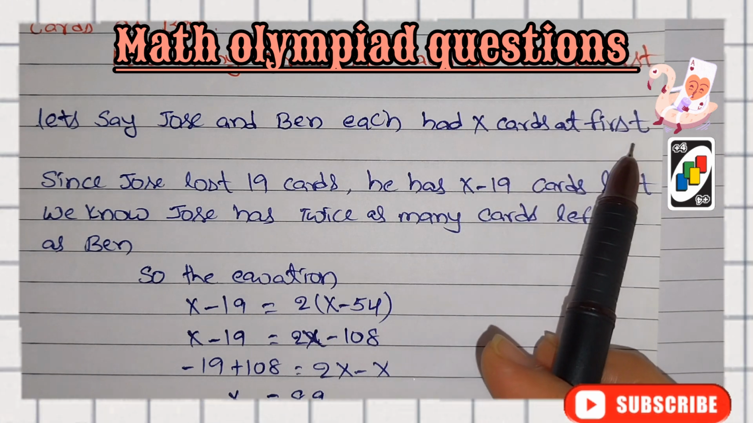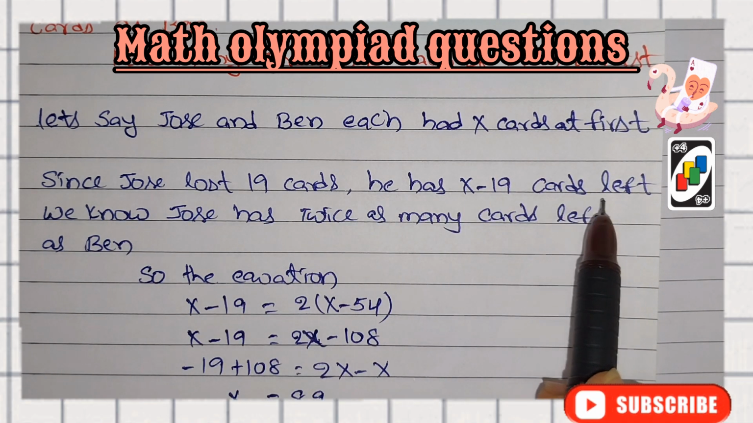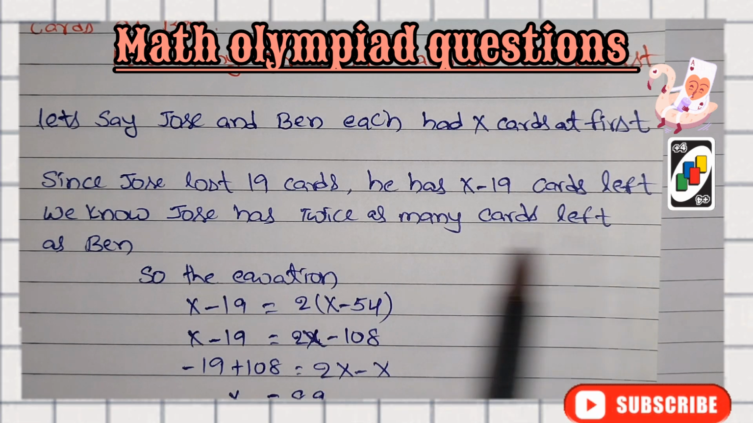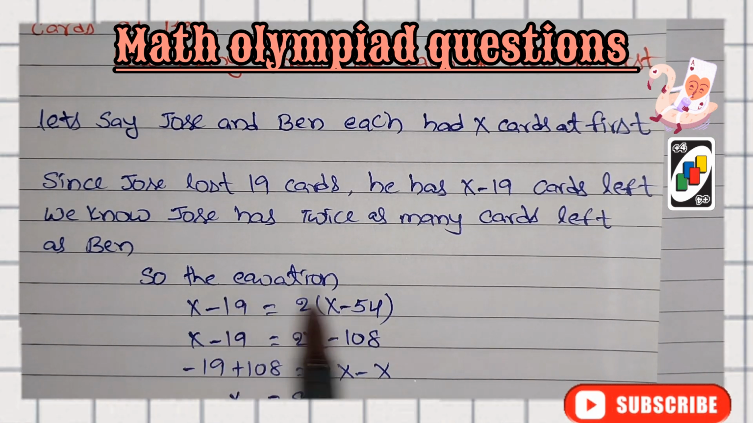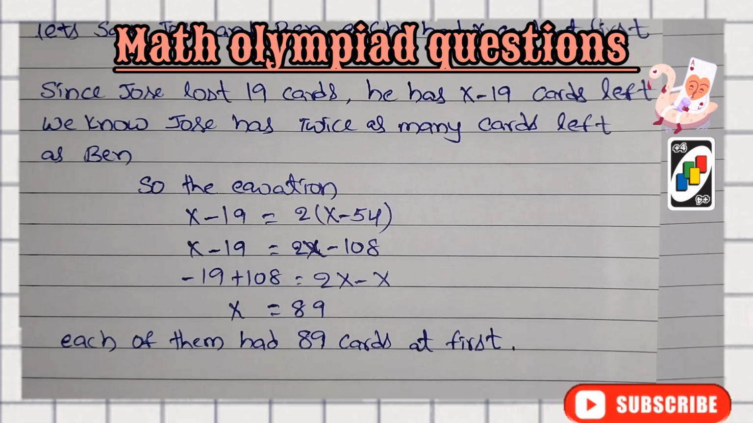Let's say Jose and Ben each had X cards at first. Since Jose lost 19 cards, he has X minus 19 cards left. We know Jose has twice as many cards left as Ben. So the equation is X minus 19 equals 2 times (X minus 54).